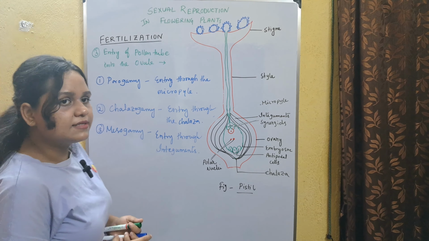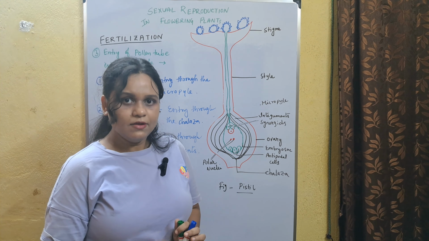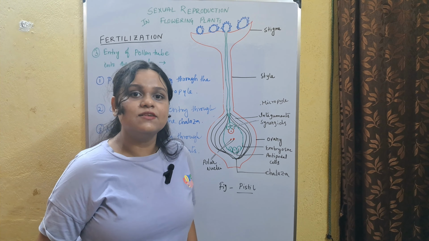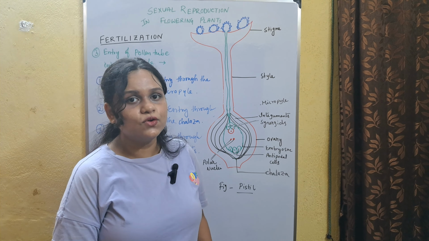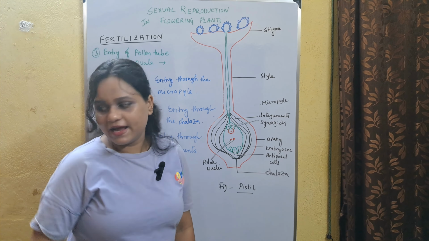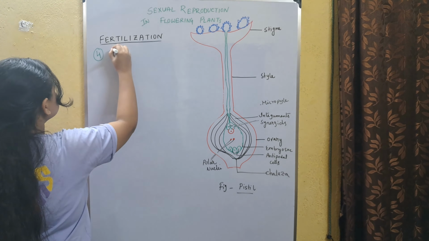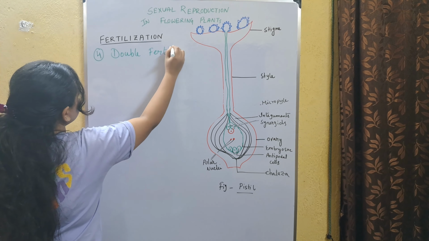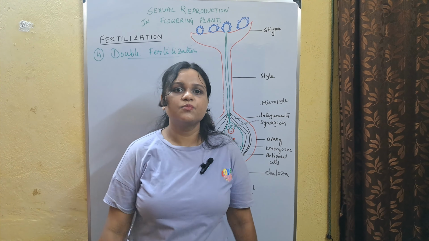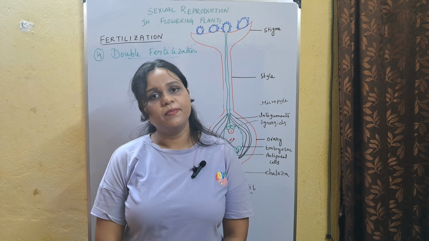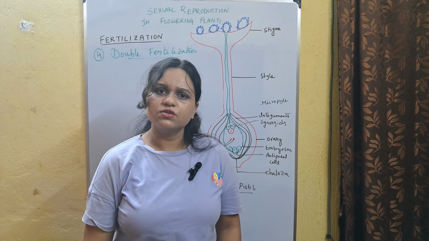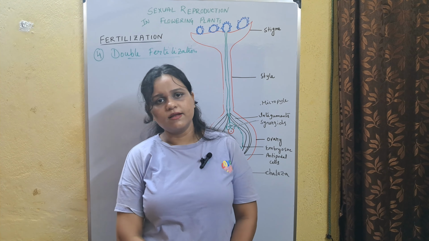Up to this, these are the preparatory phases. But now I am going to start with the main magical phase, which is very unique to angiosperms, that is double fertilization. So let's begin with that main part. This double fertilization process was discovered by Nawaschin in 1898, and it was also supported by Strasburger and other scientists.